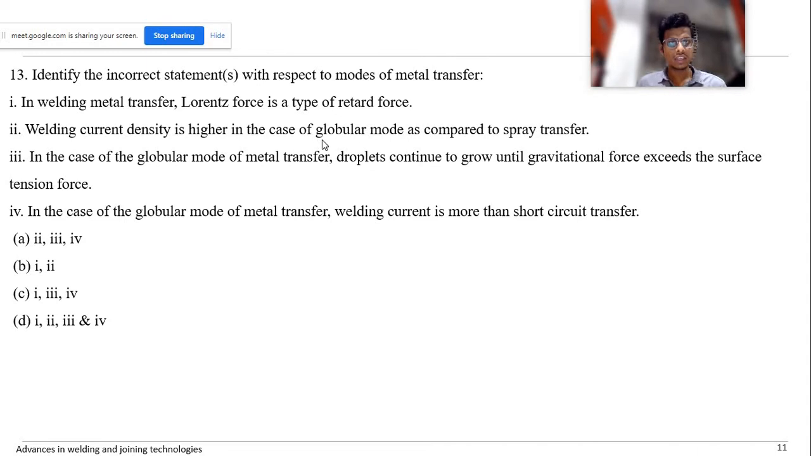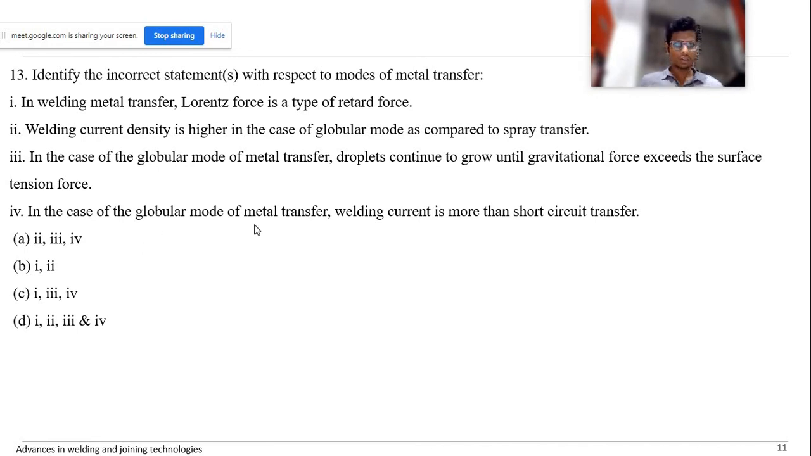Welding current density is higher in spray transfer, because obviously, as I explained earlier, compared to globular or short circuiting, the current is more in spray transfer. So obviously current density will be higher. So this is also wrong. These two are incorrect. In the case of globular mode, this is straightforward, so this third is correct. And in globular mode of metal transfer, welding current is more than short circuiting current. Yeah, this is also correct. So 13B is the answer.